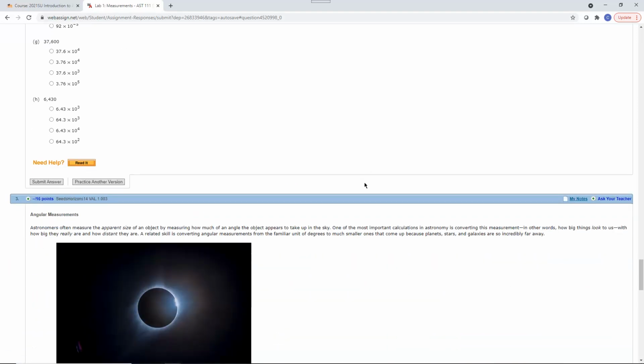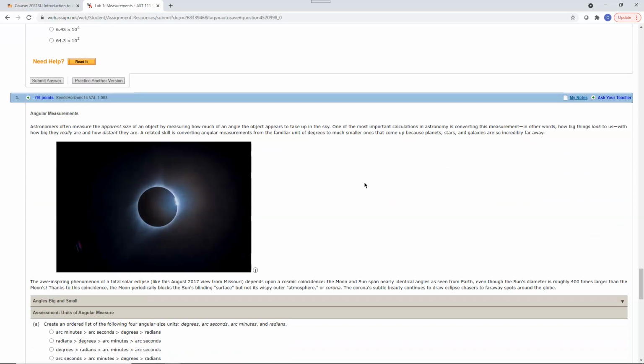Now, the next section deals with angular measurements. This can be a little bit more difficult because you have a few more things to look at. When you look at even this picture right here, you see the awe-inspiring phenomenon of a total eclipse. This is August 2017. I actually got to see that on campus. There's the moon in front of the sun. The moon and the sun are relatively the same size or the same angular diameter. But we know that the sun's a lot larger, but the moon's also a lot closer.